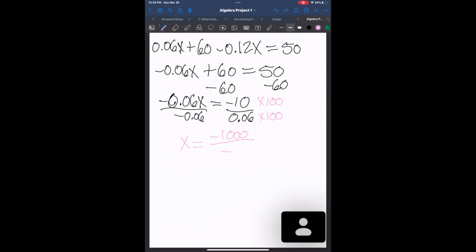Okay. We're going to change these numbers up a little bit so that they make a little more sense. Since we're dividing two negatives, x is actually equal to positive 1,000 divided by positive 6, which makes it 166.67.